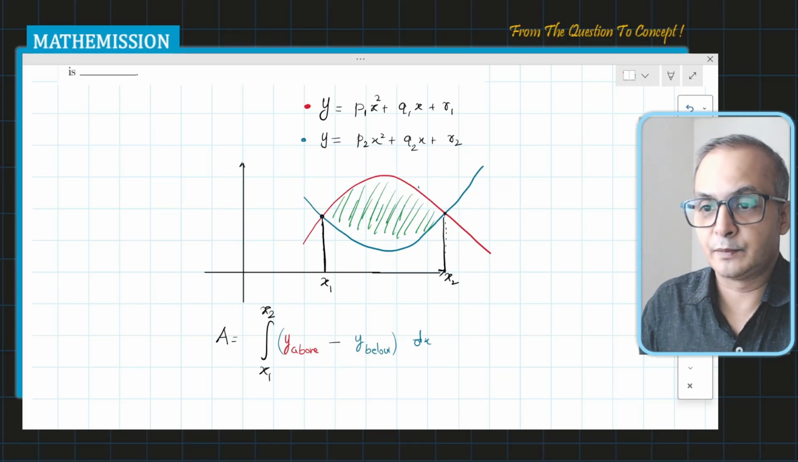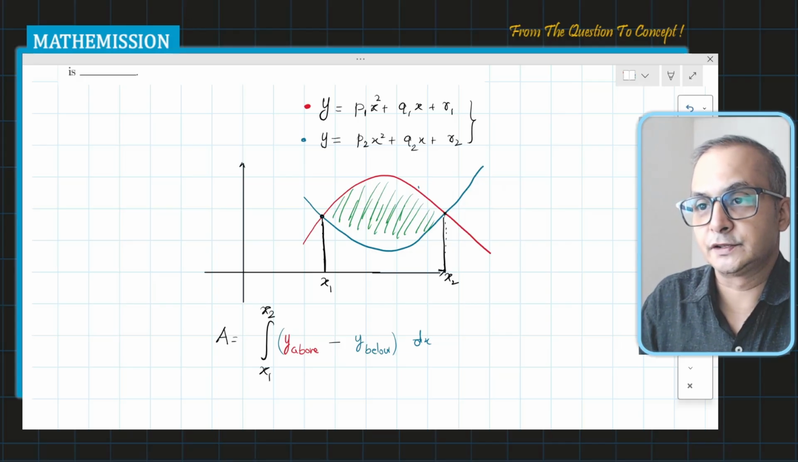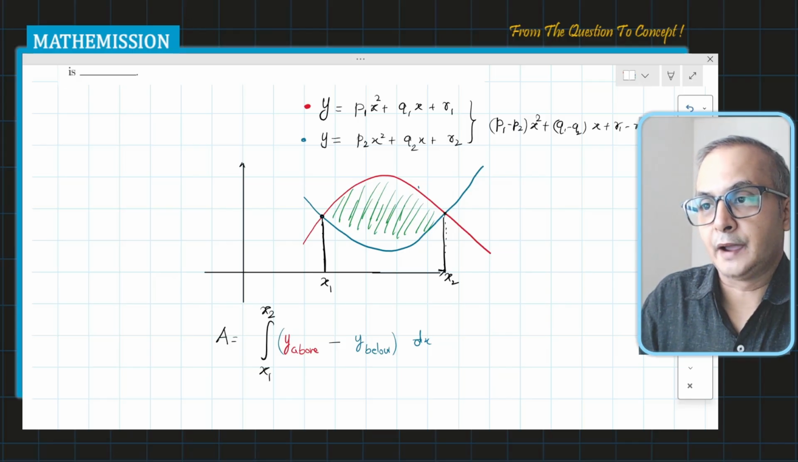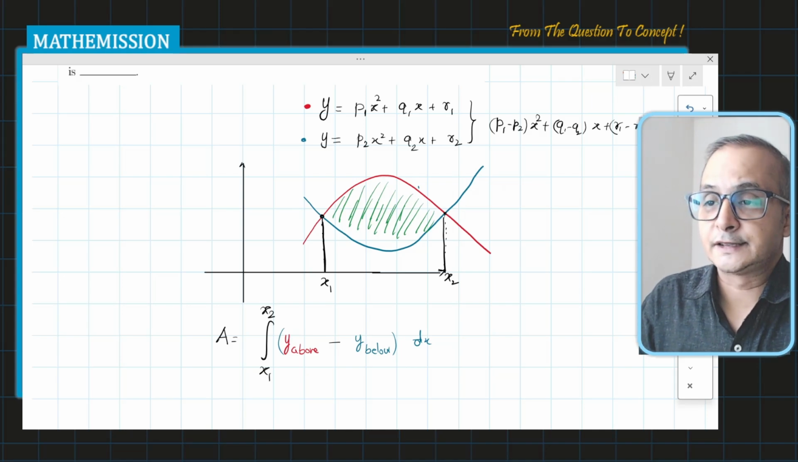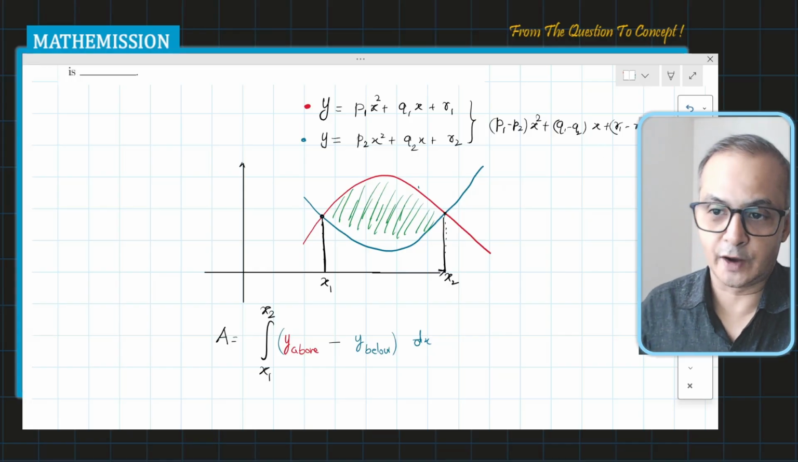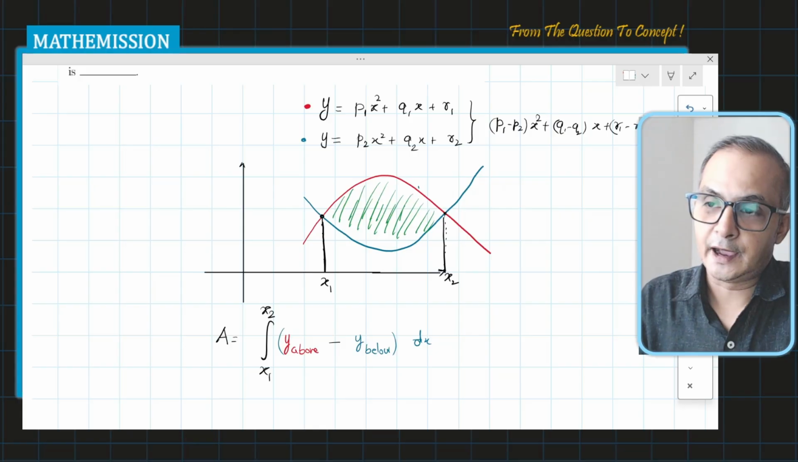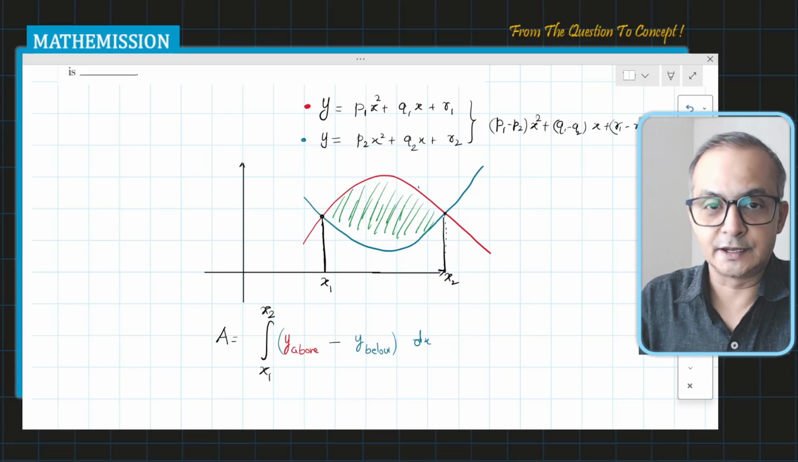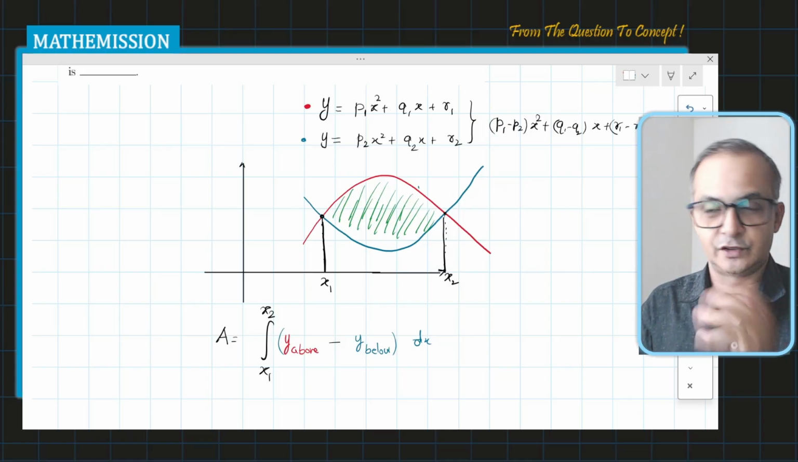Because y above minus y below, if you find the difference, you get (p1 minus p2)x squared plus (q1 minus q2)x plus (r1 minus r2). This is the expression we have to write here. But instead of writing this expression for the difference y above minus y below, I'm just inventing a new quadratic with the difference of the coefficients of the original two quadratic expressions, rather, not equations.